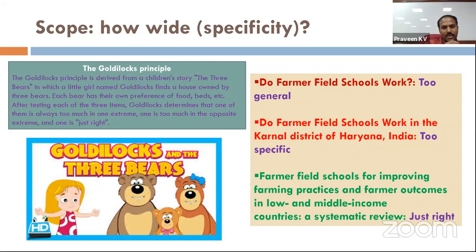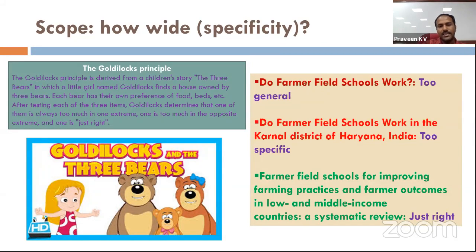Let's move to the next question. Do farmer field schools work in the Karnal district of Haryana, India? Is this a question for a systematic review? No. Maybe it is too specific, and it does not have any appeal when we are reporting it to journals like World Development or any other, maybe extension-specific journals or statistics-specific high impact journals. Chances of acceptance are very low. So let us try to find a question which is in between.